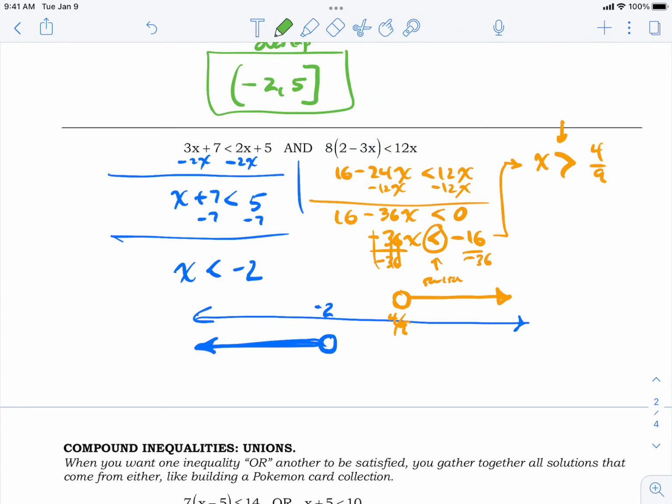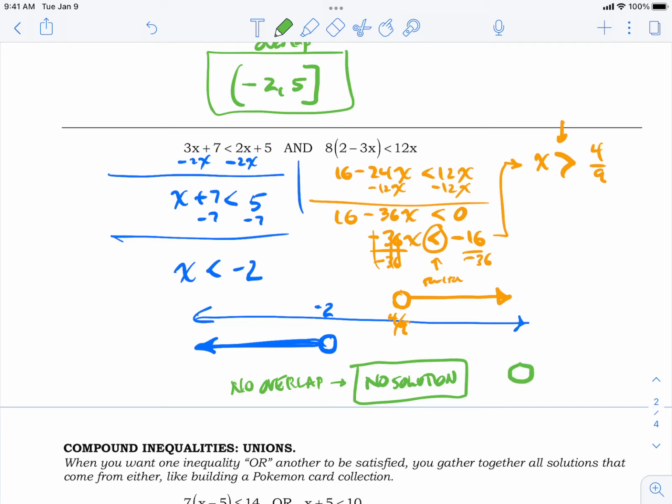Now it's time to overlap. Where do these overlap? There is no overlap. Well, the solution is supposed to be where they overlap. But they don't overlap. Well, if they don't overlap, there's no solution. So every now and then you'll get a compound inequality like this that doesn't have a solution. There's no overlap, no solution.